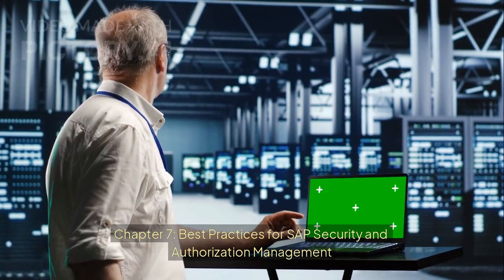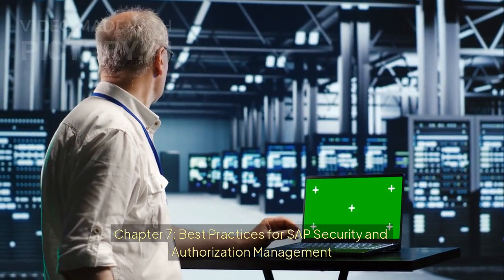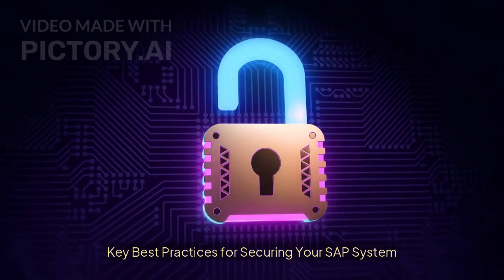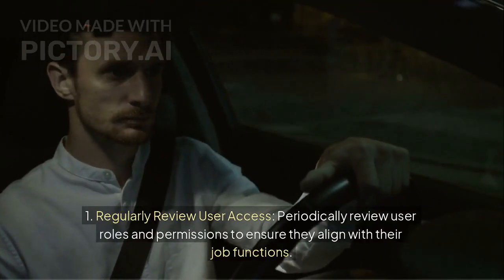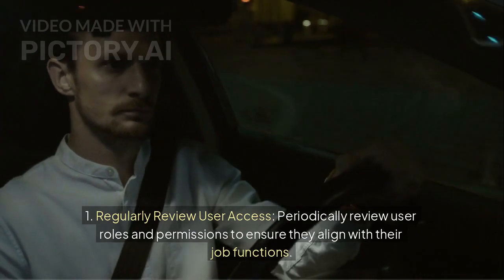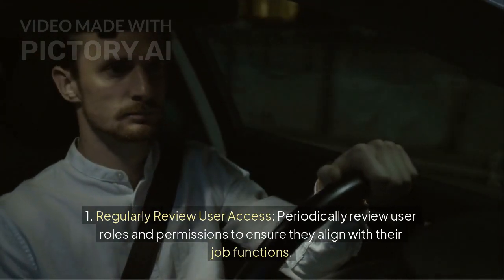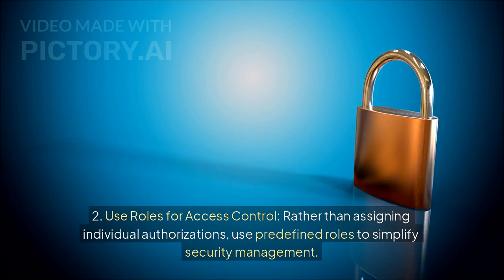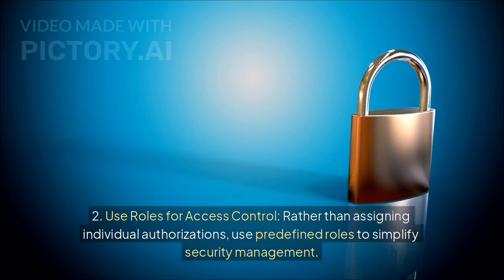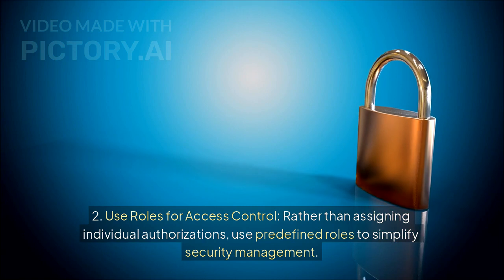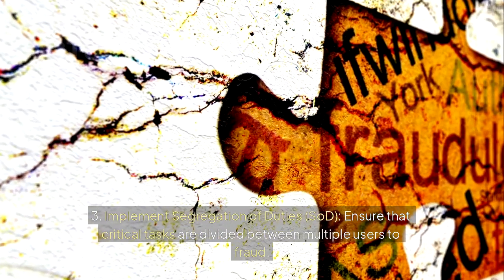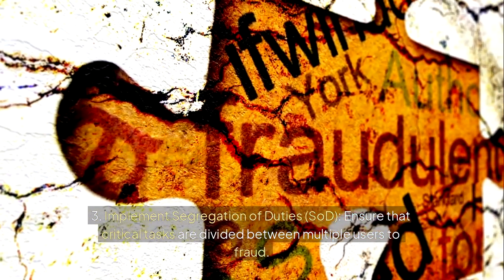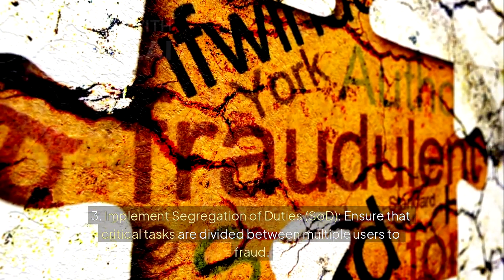Chapter 7. Best practices for SAP security and authorization management. Key best practices for securing your SAP system. 1. Regularly review user access. Periodically review user roles and permissions to ensure they align with their current job functions. 2. Use roles for access control. Rather than assigning individual authorizations, use predefined roles to simplify security management. 3. Implement segregation of duties, SOD. Ensure that critical tasks are divided between multiple users to prevent fraud.